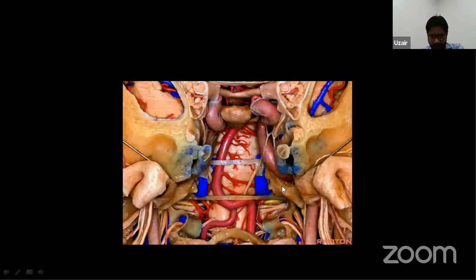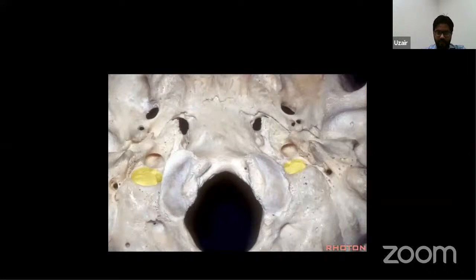So on the other side, we can appreciate the glossopharyngeal nerve. Then beneath it, we have the vagus nerve. Then we have the spinal accessory. Then we have the hypoglossal nerve in the hypoglossal canal. So this is an infero-superior view of the base of skull, showing the region of the jugular foramen.